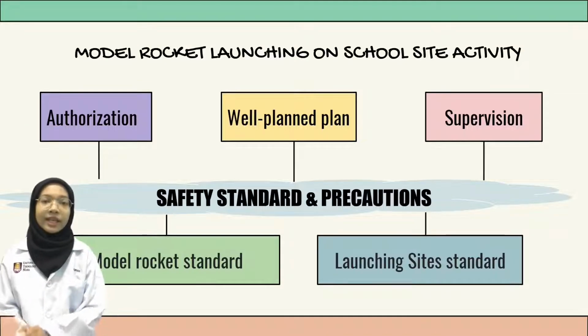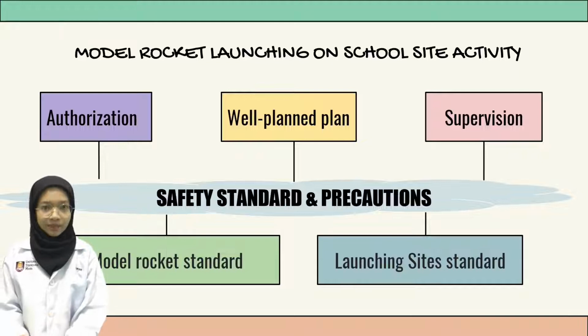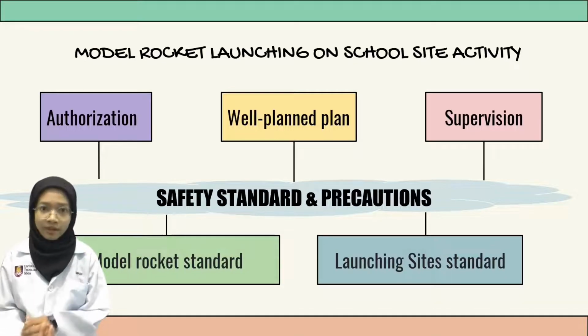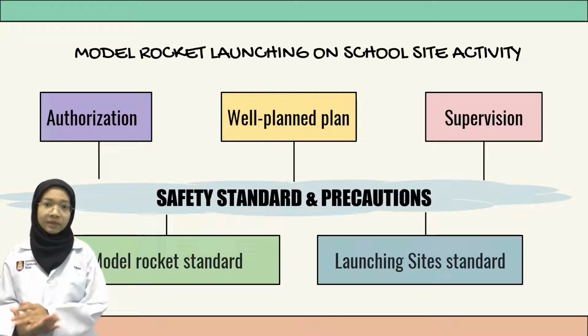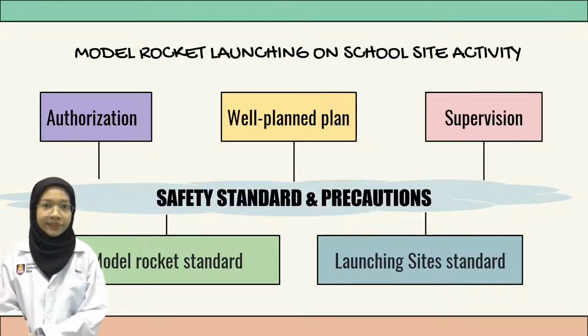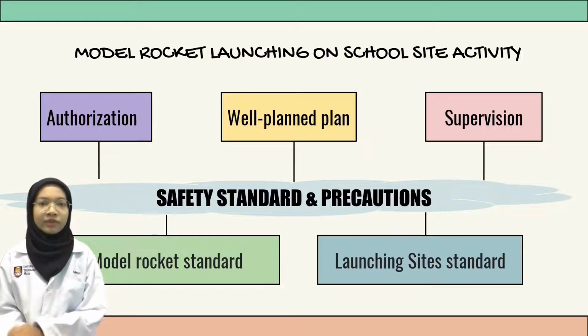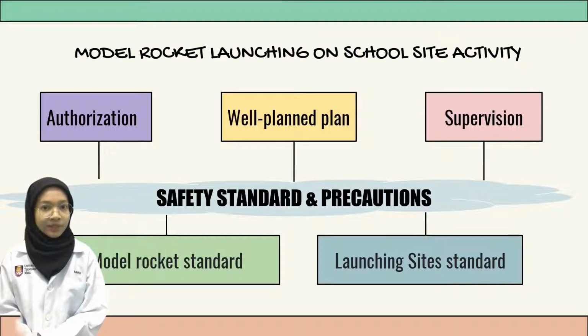Model rocketry seems fun and simple, but it actually can be dangerous. Like if a recovery system fails, the rocket will come down like a giant dart that can pierce the roof of a car. This is why model rocket launching really needs to follow the requirements and the safety precautions well. So, these are all the safety standards and precautions that we will discuss today, which are the authorization, well-planned activity, supervision, model rocket standard, and the launch site standard.